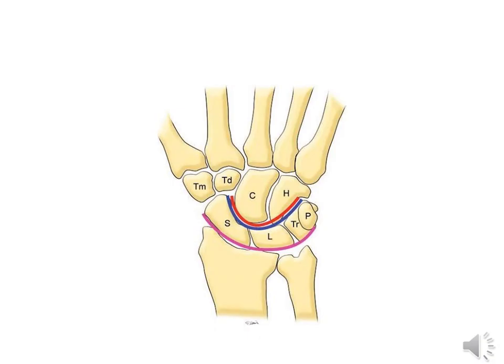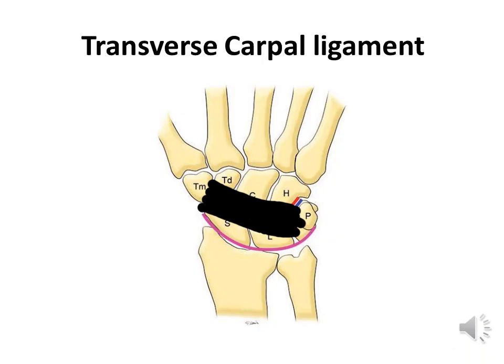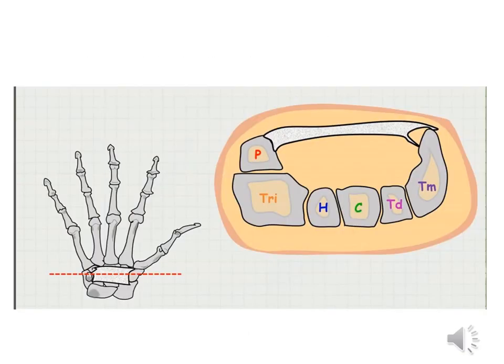Those carpal bones will form the floor of the carpal tunnel. So what is the roof? The roof is a ligament. It is the transverse carpal ligament. In this section, the ligament is between the pisiform and the trapezium. It converts this area into a tunnel.